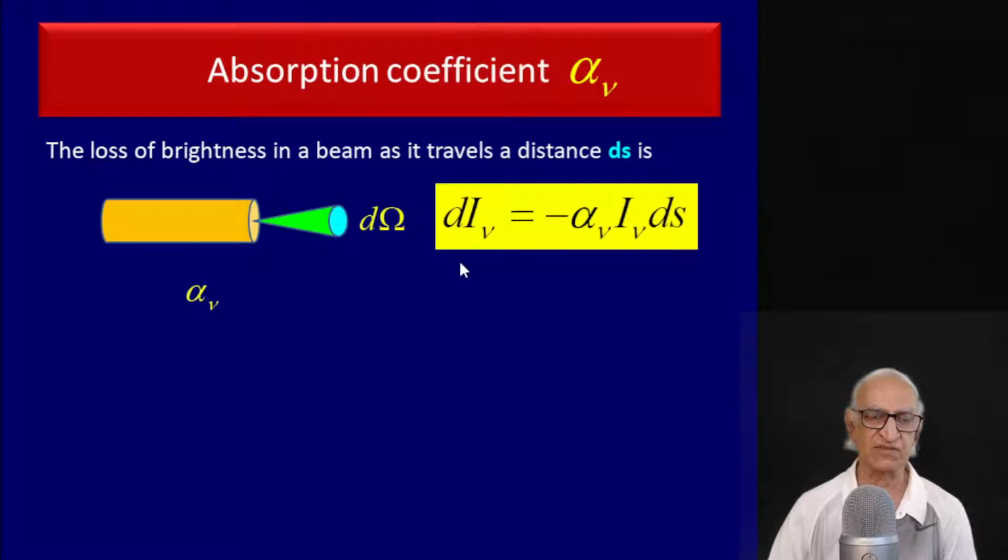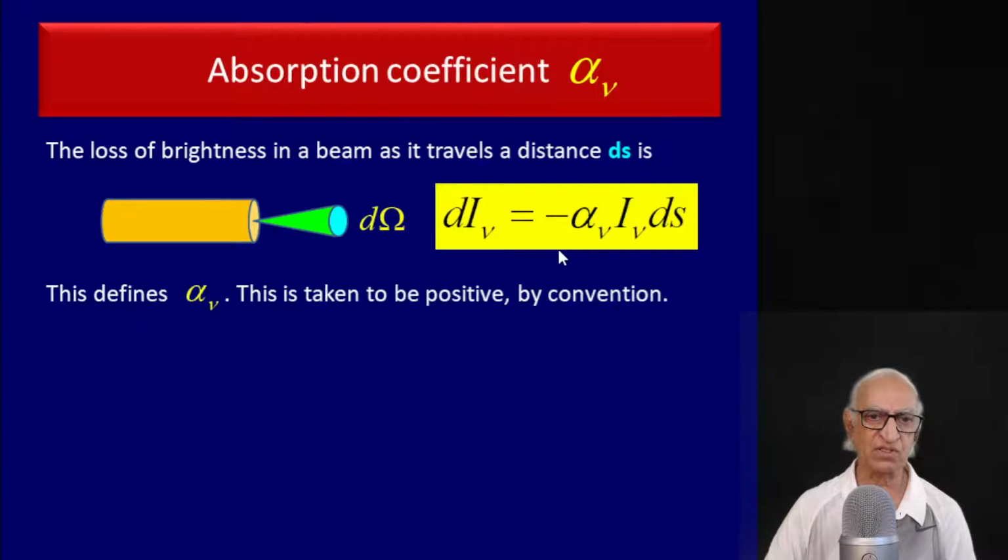And that is obviously given by this relation, that the change in the specific intensity due to absorption is given by alpha nu I nu. That fraction is eaten up by the material over a length ds. And the fact that it is a loss of brightness is indicated by this minus sign. Traditionally, because I have put a minus sign there, the absorption coefficient alpha nu is taken to be positive by convention. That's why we have put a minus sign there. So that defines the absorption coefficient.